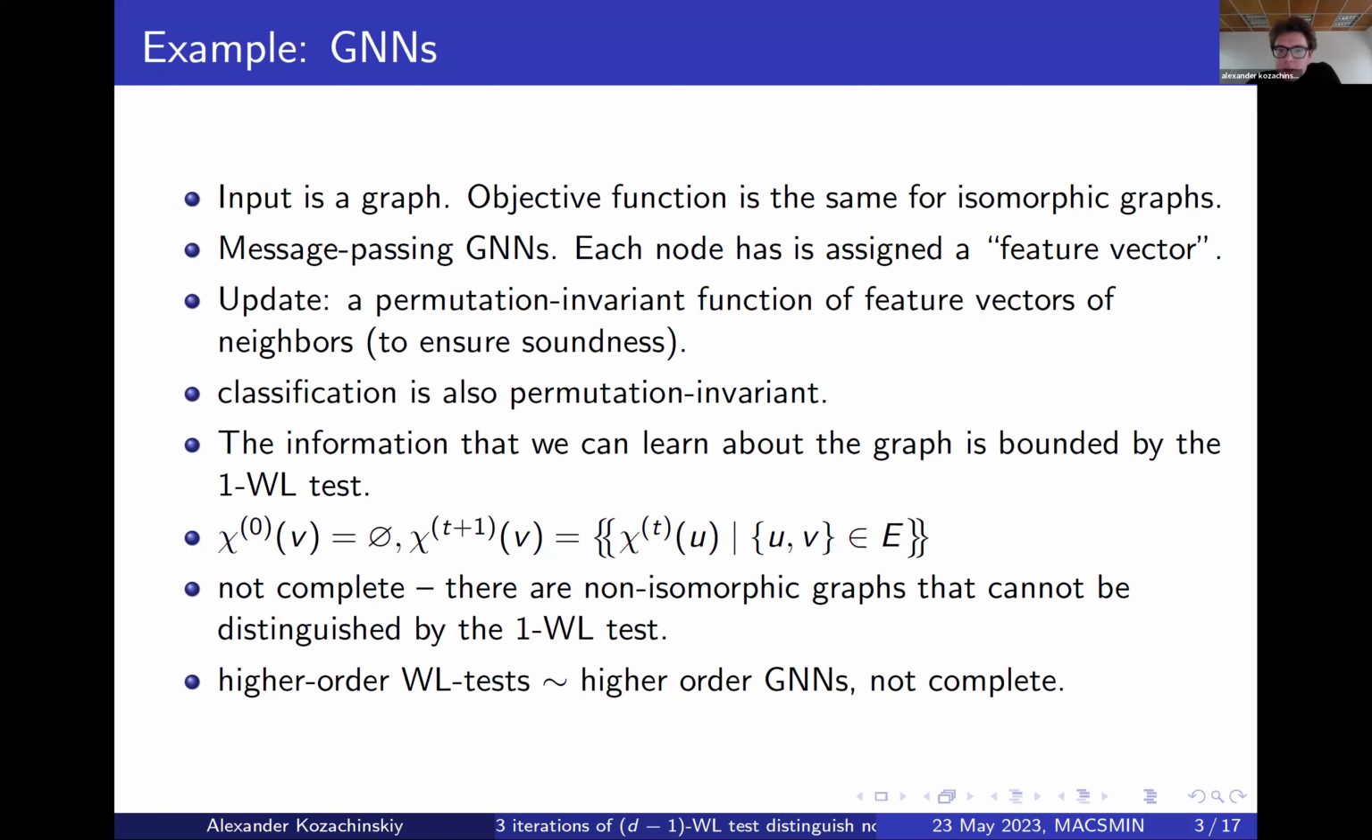And then in the update, we do the maximal. What is the maximal information that we can get if we want to ensure permutation invariance, like in a message passing graph neural network? The idea is that we assign the label after t+1 iterations of a node v to be the multiset of labels of its neighbors.